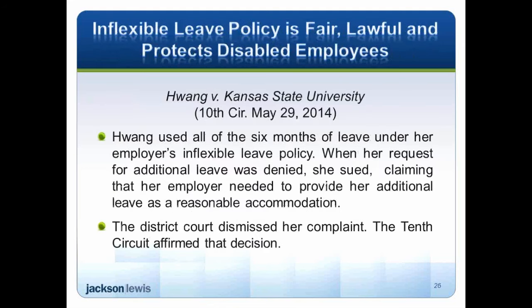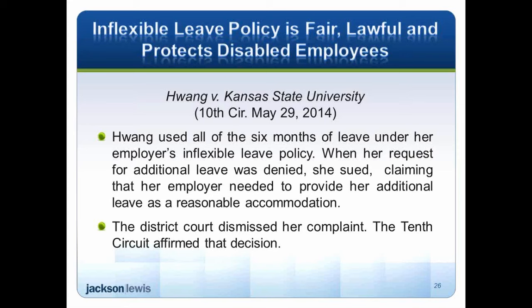Again, another case dealing with inflexible leave policies, coming out of Kansas State University, a very recent one out of 2014. The plaintiff in this case had used all of her 6 months of leave under the employer's inflexible leave policy, and again you could see this leave policy exceeded the 12-week requirement under the FMLA. She asked for additional leave beyond the 6 months, and the employer refused. She basically said that's a violation of the ADA because it would have been a reasonable accommodation to continue my leave beyond the 6 months.